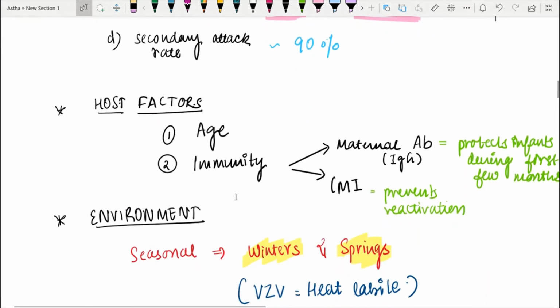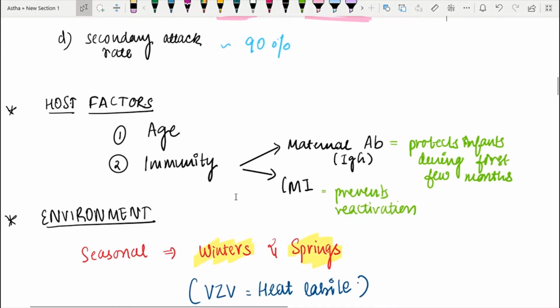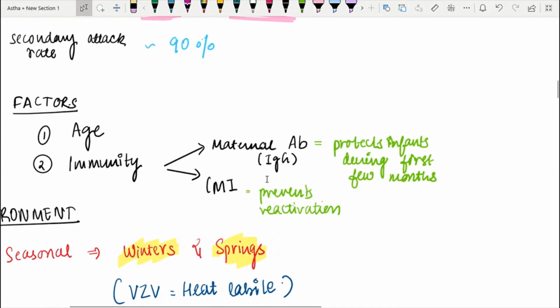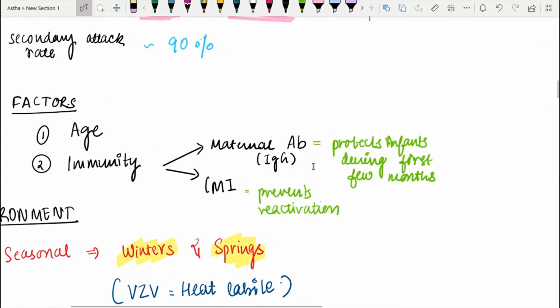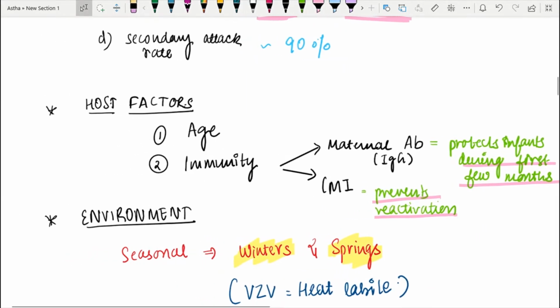What are the host factors responsible? One is your age, so it usually occurs in children, fine. But if it occurs in adults, it is of a severe form. Talking about immunity, we already have IgG antibodies from the maternal side, which are protective antibodies during the first few months. Also, we have cell-mediated immunity, which will prevent the reactivation of the virus.